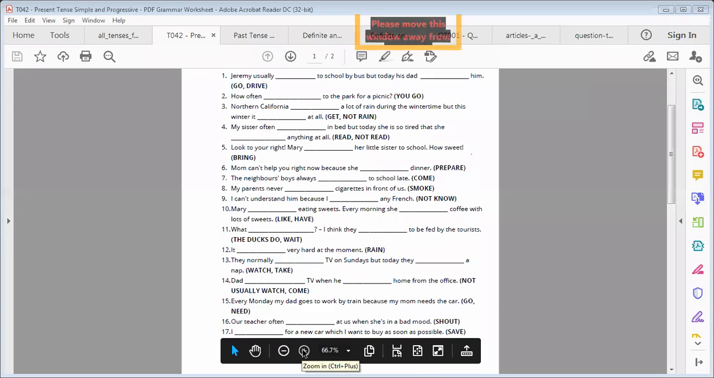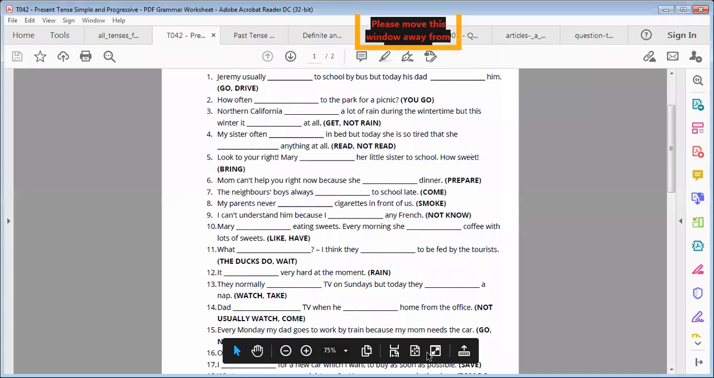Just write down the answers, write only answers. After the worksheet, I'll show you the answer key immediately.